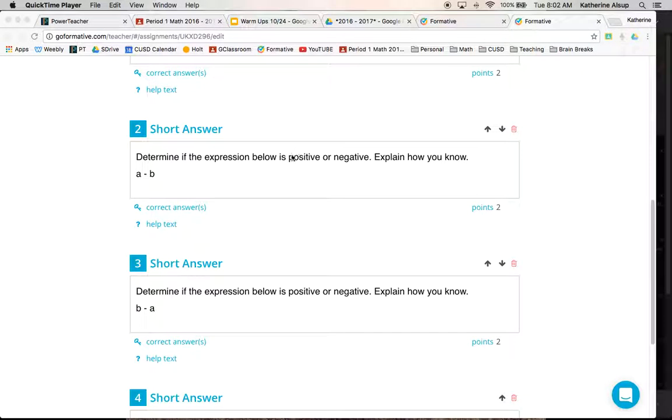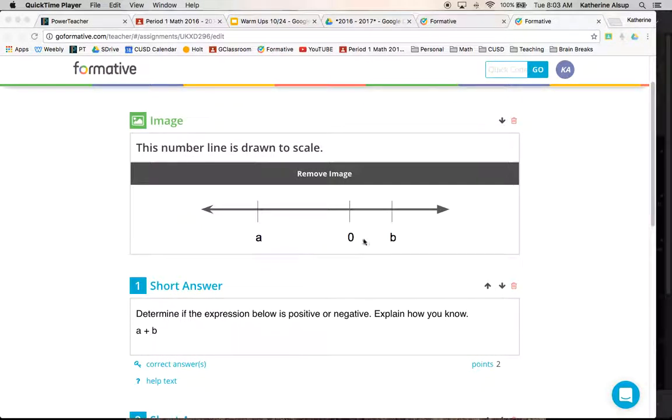This video is to go over question 3 on operations on a number line, and question 3 is also a subtraction problem. It's b minus a, or you can think of it as taking away a from b. So b minus a up here on my number line.